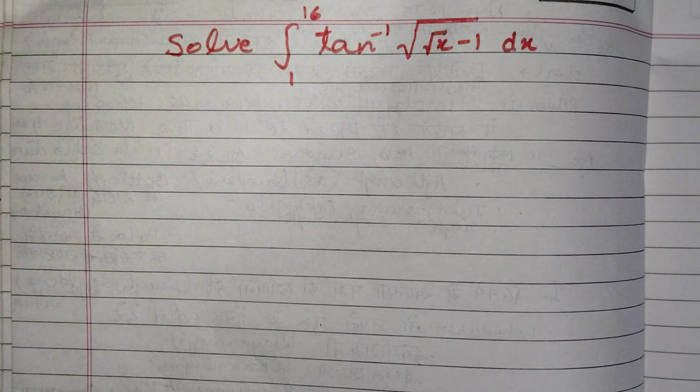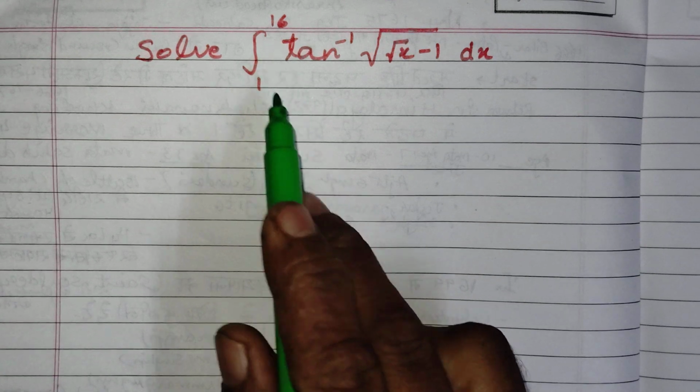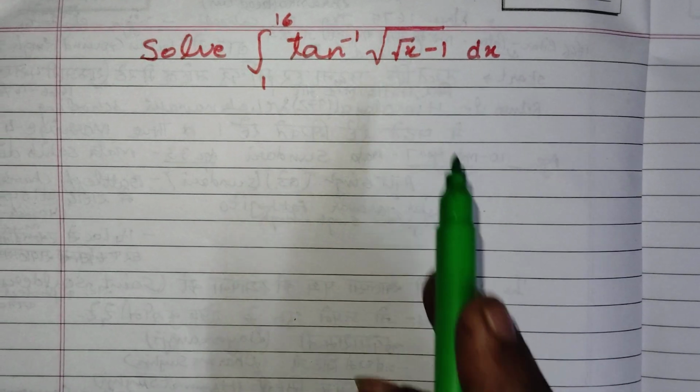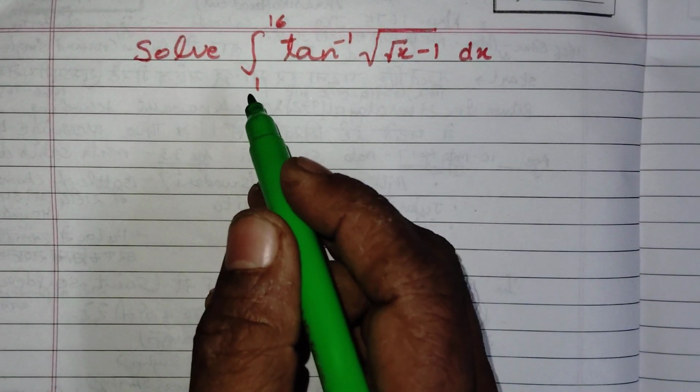Jai Hind. Here is a maths definite integration problem: integrate from 1 to 16 of tan inverse square root of x minus 1 dx. But before solving this question, we come to a thought.